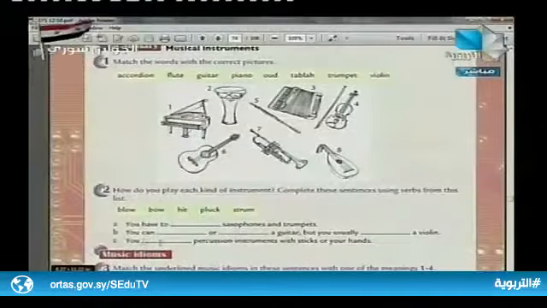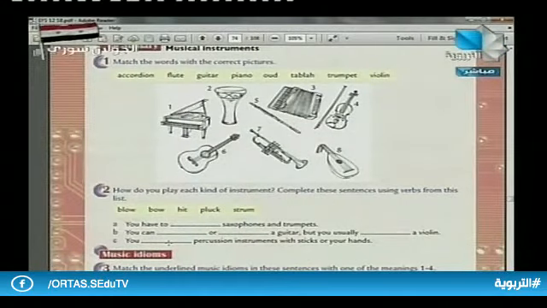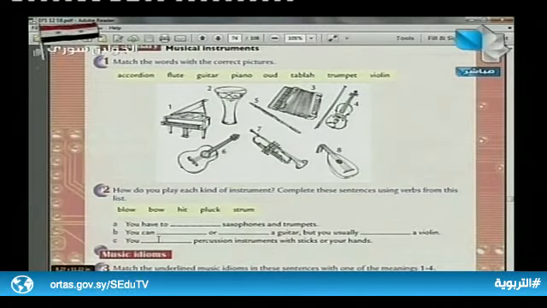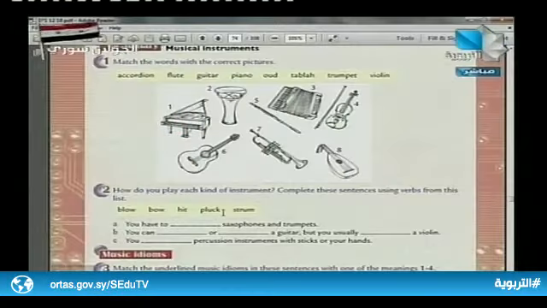What about the last one? You hit a percussion instrument with sticks or hands. Yes, of course, you hit a tabla, for example, or a drum. A drum you can hit with your hand, or you hit it with sticks. You're right. Thank you very much.